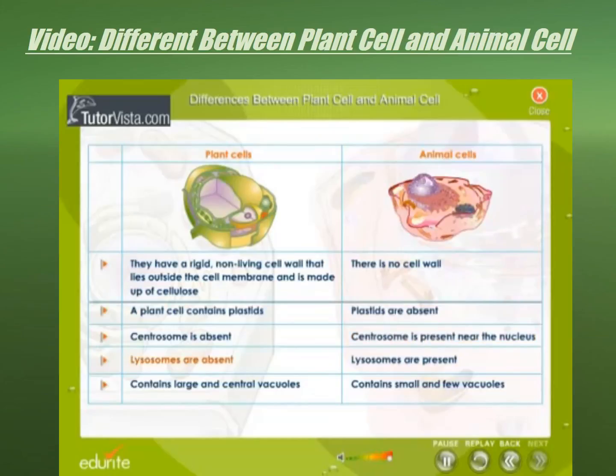Lysosomes are absent in plant cells, whereas lysosomes are present in animal cells. Plant cells contain a large and central vacuole. Animal cells contain small and few vacuoles.